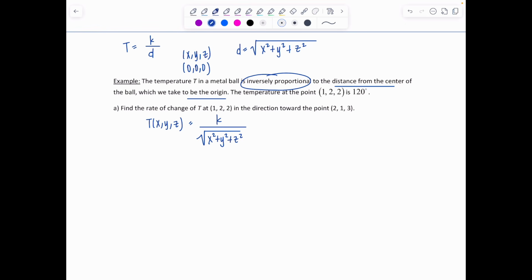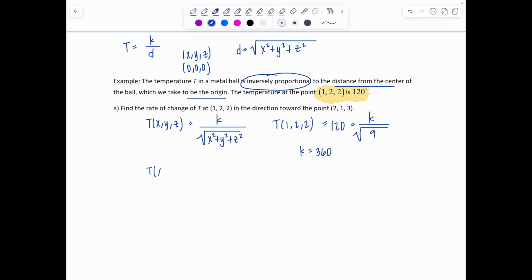Perfect. And then how on earth are we going to find K? Well, they gave me this little nugget of info right here that the temperature at (1, 2, 2) is 120 degrees. So that means the temperature evaluated at (1, 2, 2) is going to be 120, which is equal to K over the square root of 1 squared plus 2 squared plus 2 squared. That's square root of 9. So K equals 360.